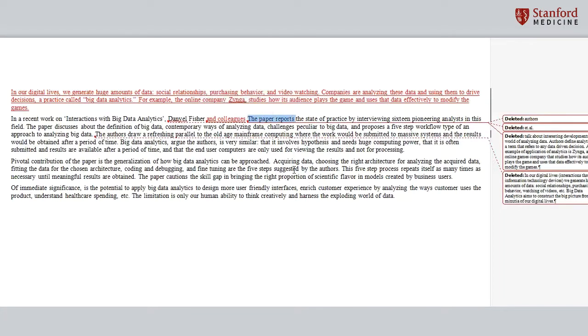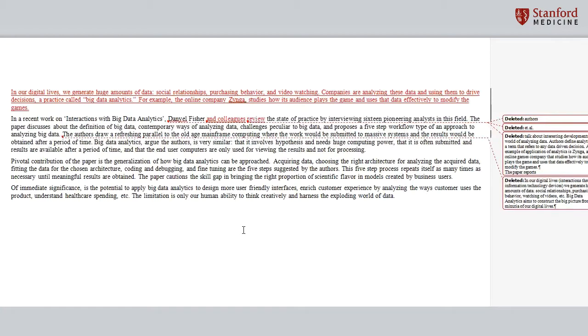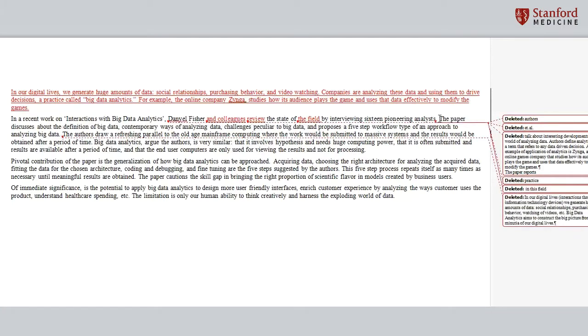In a recent work on interactions with big data analytics, Daniel Fisher and colleagues review the state of the field of big data analytics by interviewing 16 pioneering analysts. And now we've got this repetition, analysts in the field. They had said the state of the practice, probably because they didn't want to repeat in the field. I like state of the field better, but let's just get rid of this in this field and call them big data analysts. I assume that they're big data analysts if they're pioneers in this field. So we're going to jump right into that.